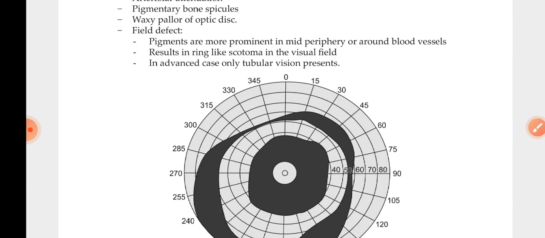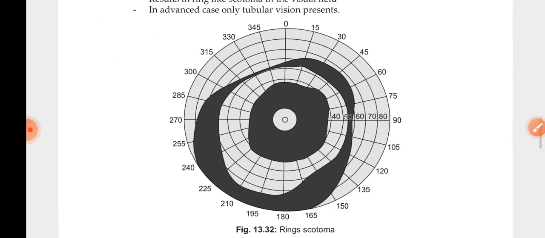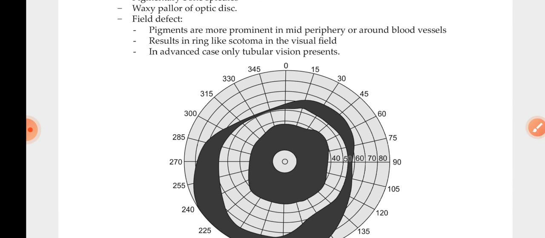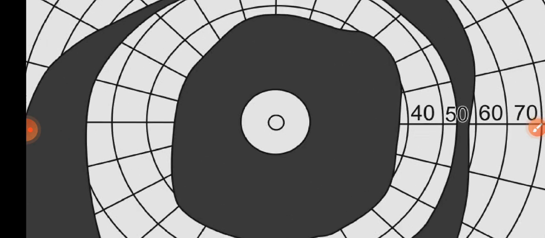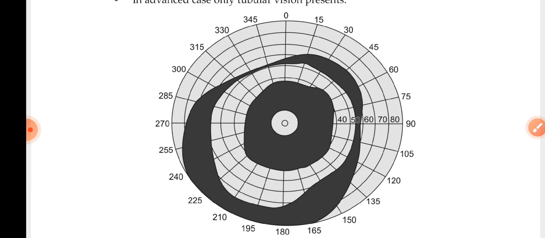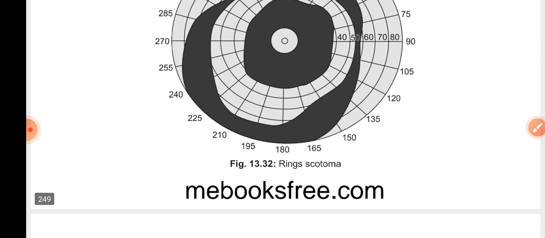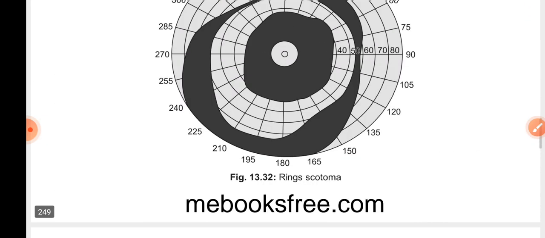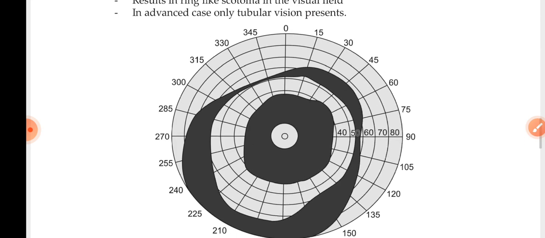Field defect: you can see this is a very beautiful diagram. Pigments are more prominent in the mid periphery and around the blood vessels, resulting in a ring-like scotoma in the visual field. In advanced cases only tubular vision is present. Only central vision is spared, and peripherally you will see a ring-shaped scotoma. Try to draw this diagram in the exam.